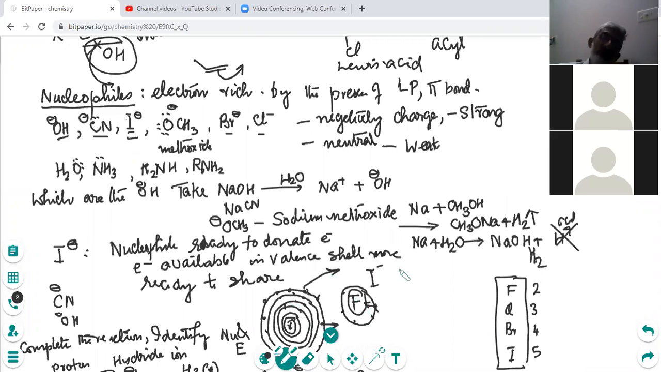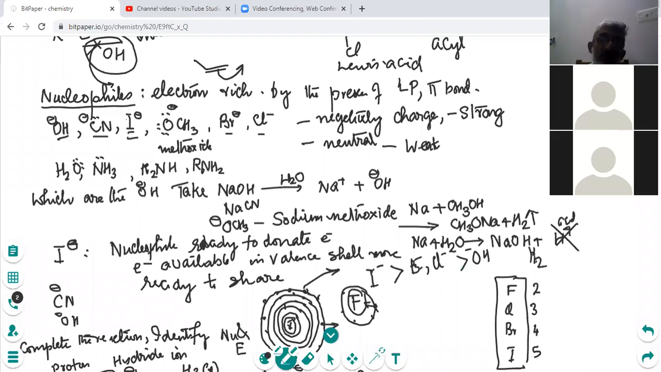So the nucleophilic capacity is I minus, Br minus, Cl minus, then comes your OH minus. Okay, so these are nucleophiles.